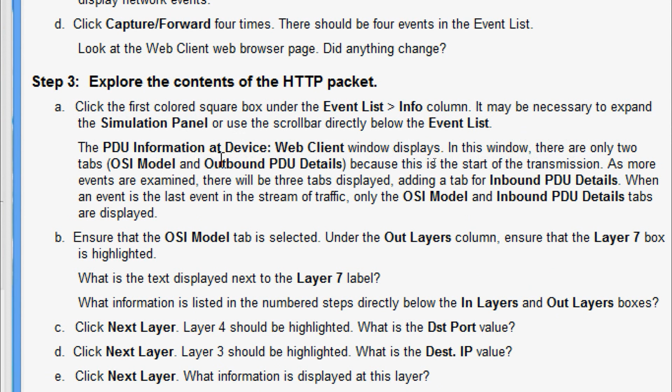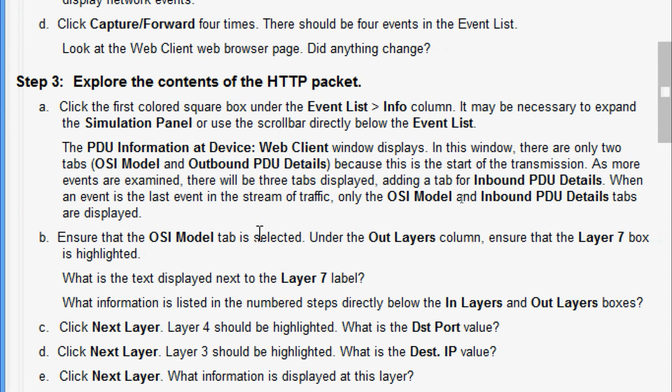The PDU information at device web client window displays. In this window, there are only 2 tabs. One is OSI model and outbound PDU details. Because this is the start of the transmission, as more events are examined, there will be 3 tabs displayed, adding a tab for inbound PDU details. When an event is the last event in the stream of traffic, only the OSI model and inbound PDU details tabs are displayed. So ensure that the OSI model tab is selected.